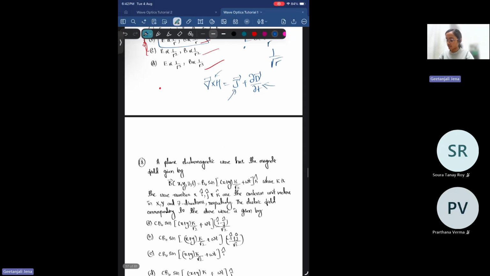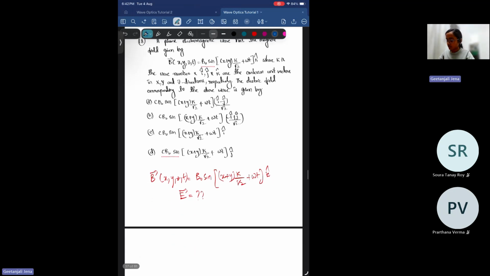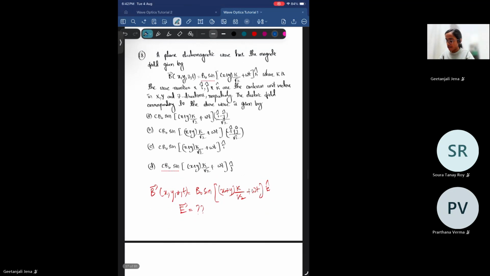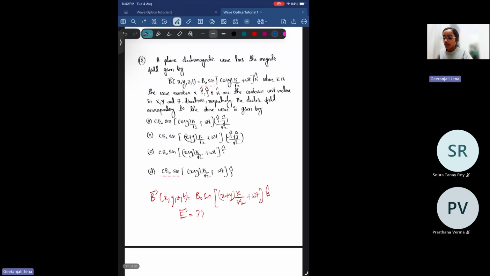Okay, so let's move to our next question. This one is also, I think, we haven't solved it, so let us solve it. There is a plane electromagnetic wave with magnetic field given by B is this one. I cap, K cap, J cap are the unit vectors. K is the wave number. What is the electric field for this wave? Can you solve it quickly?